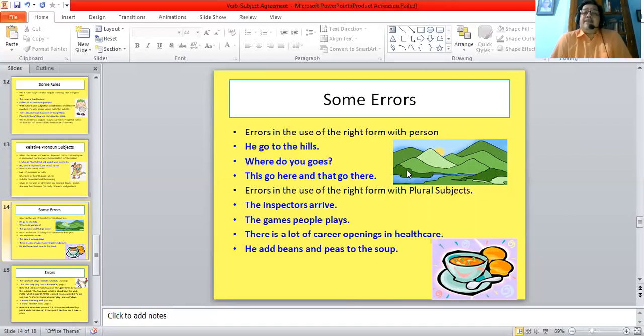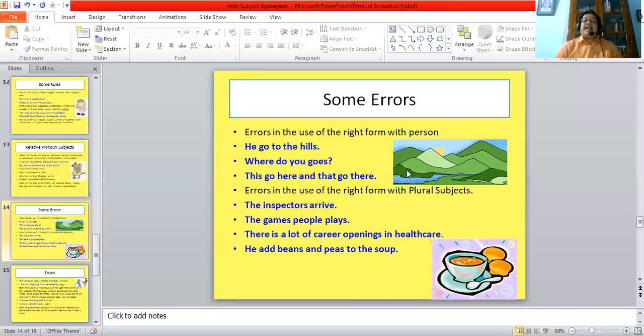Now, sometimes there are a lot of different kinds of errors, of course. Sometimes there are errors in the use of the right form with the person, like "he go to the hills," and "where do you goes," or "this go here and that go there." Now, what will be the correct form of the verb? So "he go to the hills" becomes "he goes to the hills," or it can be "she goes to the hills." "Where do you goes?" No, this is quite incorrect. It will be "where do you go?" And "this go here and that go there."